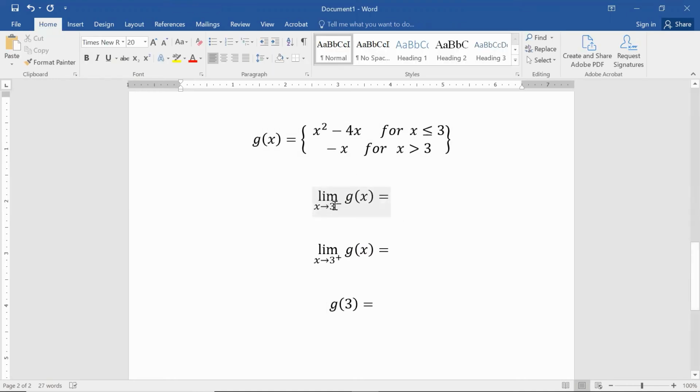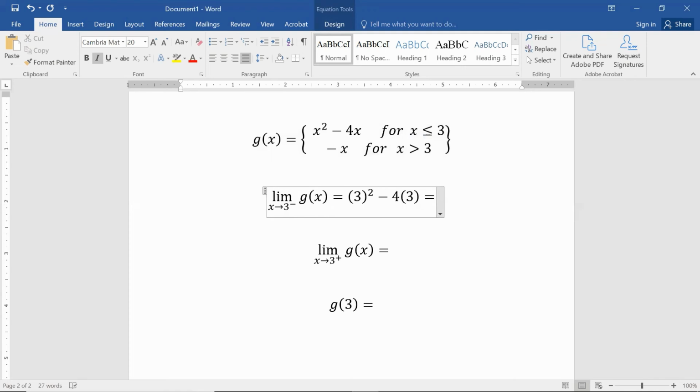So let's start with approaching 3 from the left. We're going to have to use this top part because x values are all going to be smaller than 3. And if you go 3 squared minus 4 times 3, you get out negative 3. Notice that's what you're going to have to utilize when you plug in 3 as well, since the equality sign is in this upper part. So you're going to get negative 3 when you plug in 3 as well.